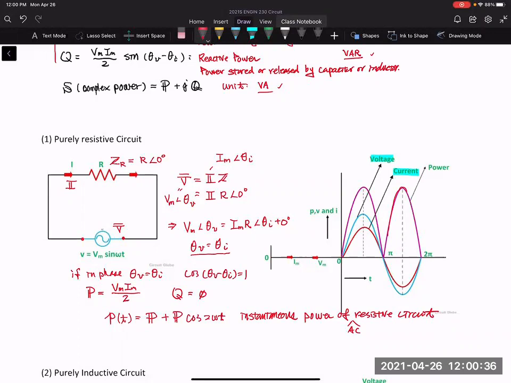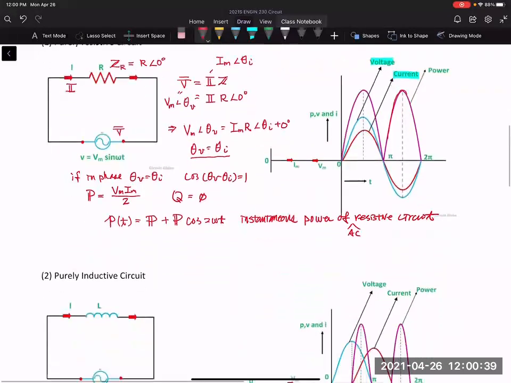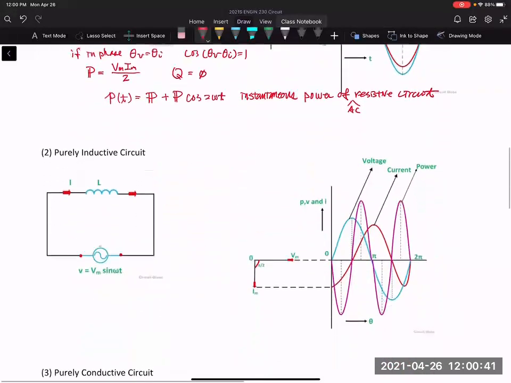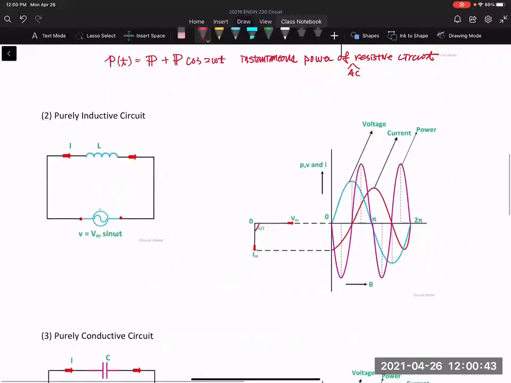Okay, that is the first one. Now let's look at the second one. The second one that we look at is inductive. So what is the inductive circuit? You only have an inductor. So here is the inductor that you have.